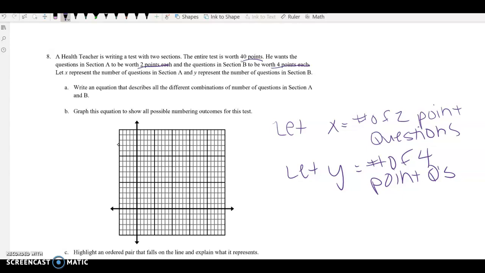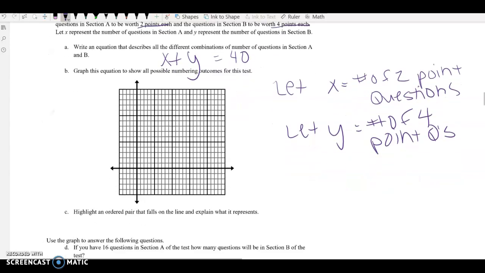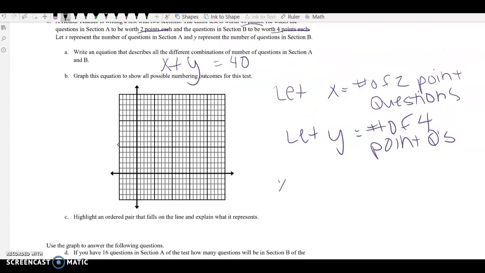And they say here, let X represent the number of questions in section A, and Y be the number in B. Write an equation that describes all the different combinations of numbers of questions for section A and B. Well, I know altogether there are going to be 40 points on the test. So the number of questions in section 1 plus the number of questions in section 2 equals 40. Now we want to graph that in slope-intercept form. To do that, if I have x plus y equals 40, I need to subtract x from both sides. Now I have y equals negative x plus 40.